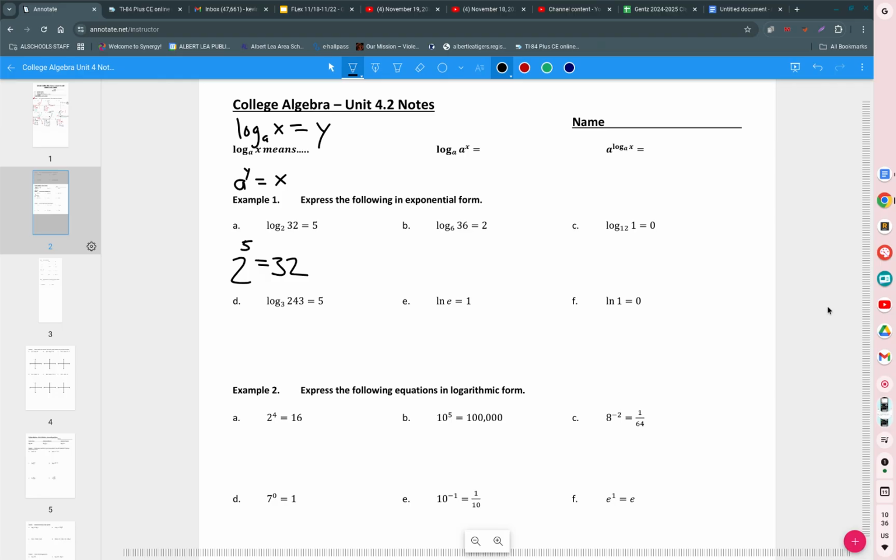This one would be 6 to the 2nd power is equal to 36. How would you write the next one? 12 to the 0 power is equal to 1, because anything to the 0 power is equal to 1. And notice that these have bases 2, 6, and 12. Well, there's also what we call assumed bases. And the assumed base for a logarithm, if you don't see one written, is 10.